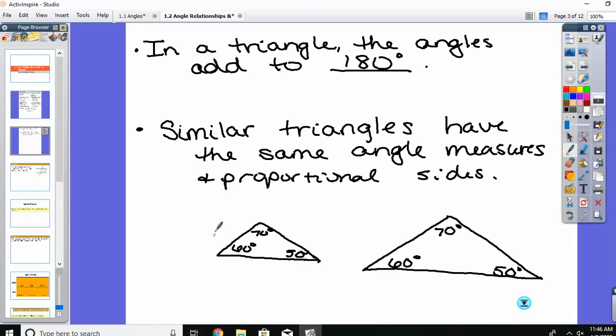Now our side measurements, let's say they were 3, 5, and 8. In the similar triangle, they are proportional. So for instance, if I took this side times 2 and got 6, then this side would have to be 10. And this side would have to be 16. If you do 3 over 5, that's the same thing as 6 over 10. They are proportional. We can set up ratios with those. Any questions about that?